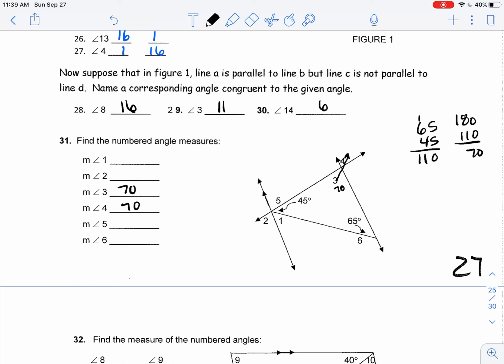Well, angle 3 is vertical with angle 4, so angle 4 is 70. All right, what else do we know? Well, we've got a linear pair down here because 65 and angle 6 add to 180, so 180 minus 65 is 115, so angle 6 is 115.